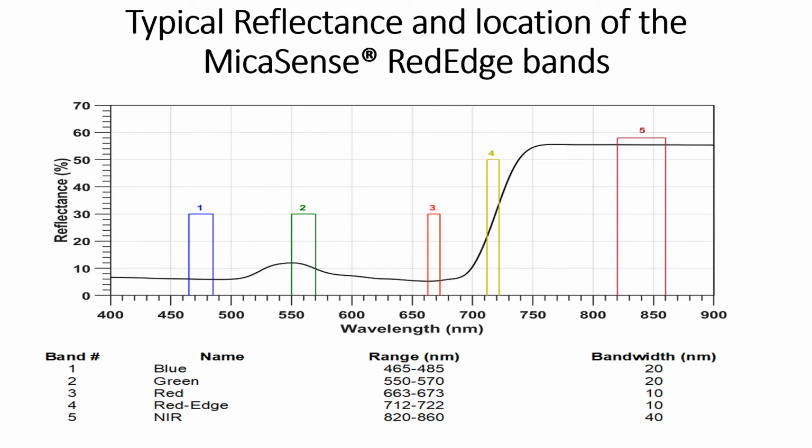This is the location of the 5 bands of the MicaSense RedEdge camera. We can see some information regarding the range of each band, the bandwidth, and you can visually see where it's located in the visible spectrum.